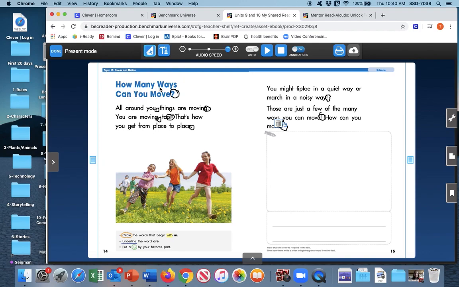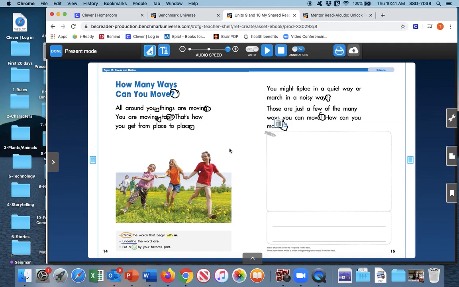How many ways can you move? All around you, things are moving. You are moving too. That's how you get from place to place. You might tiptoe in a quiet way or march in a noisy way. Those are just a few of the many ways you can move. How can you move?